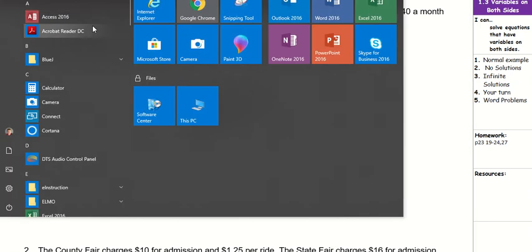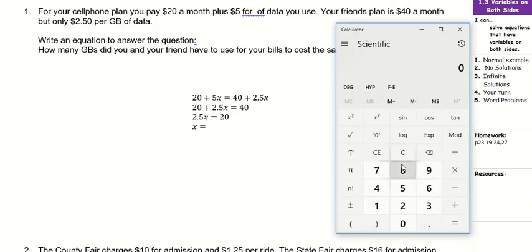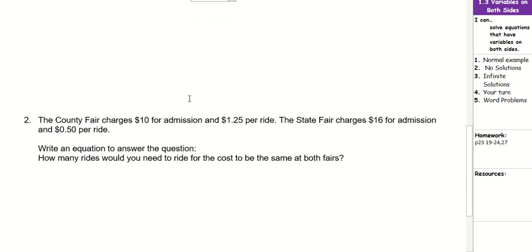We always want to check, right, when we have questions like this. 20 divided by 2.5. It's 8. Okay, good. So I have 8 gigabytes. And that's my solution, right? This is what I didn't know, what I know now. How many gigabytes did your friend have to use for your bills to cost the same? 8 gigabytes. So if you both use 8 gigabytes, it doesn't matter which plan, your plan or their plan. Let's keep moving to the next one.